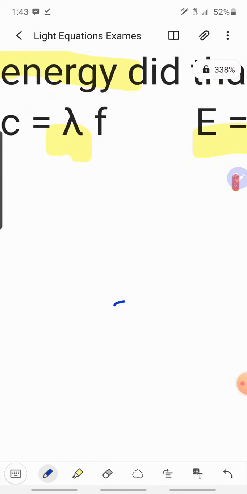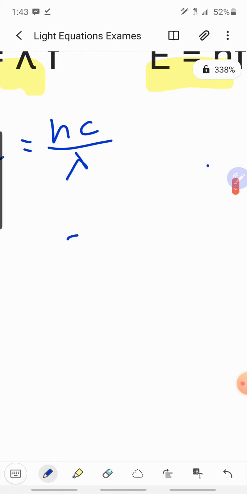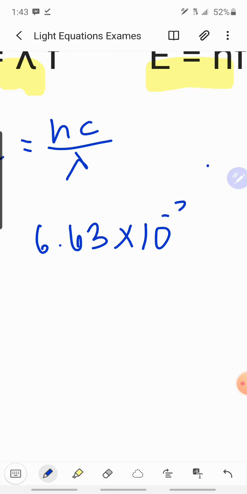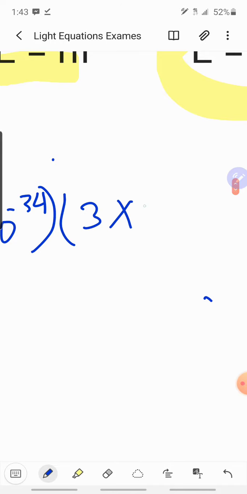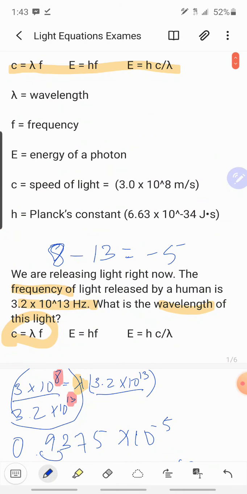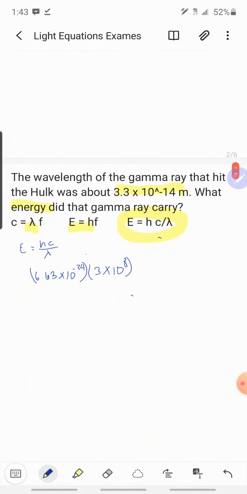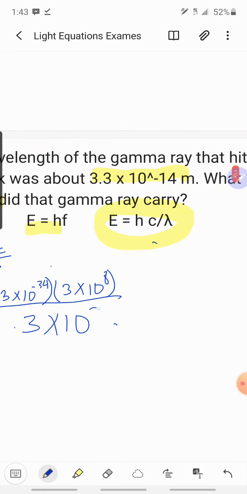So we have E is equal to HC divided by our wavelength. So we'll plug in H, which is 6.63 times 10 to the minus 34. We can plug in C, which is 3 times 10 to the 8. And I got both of those numbers from our two constants, 3 times 10 to the 8 and 6.63 times 10 to the minus 34. And so then we're going to divide by the number that they gave us, the wavelength. So 3.3 times 10 to the minus 14.